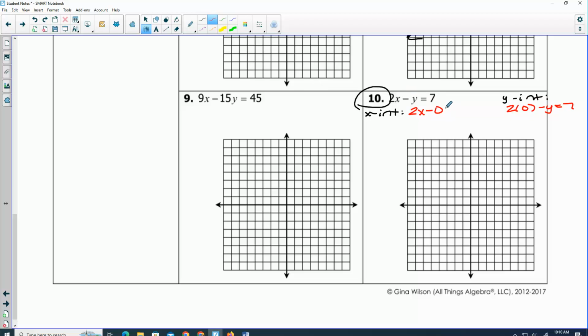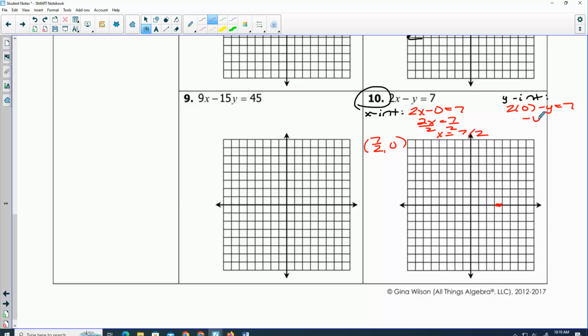So x-intercept, your y is 0. So that means 2x equals 7. Divide by 2, and that's 7 halves, or if you said 3.5, that's fine. I want you to realize, when we write ordered pairs, these are two separate points. So it is two ordered pairs. This one, the x is 7 halves, the y is 0. Or if you said 3.5. So we're just going to estimate it as best we can in between 3 and 4.